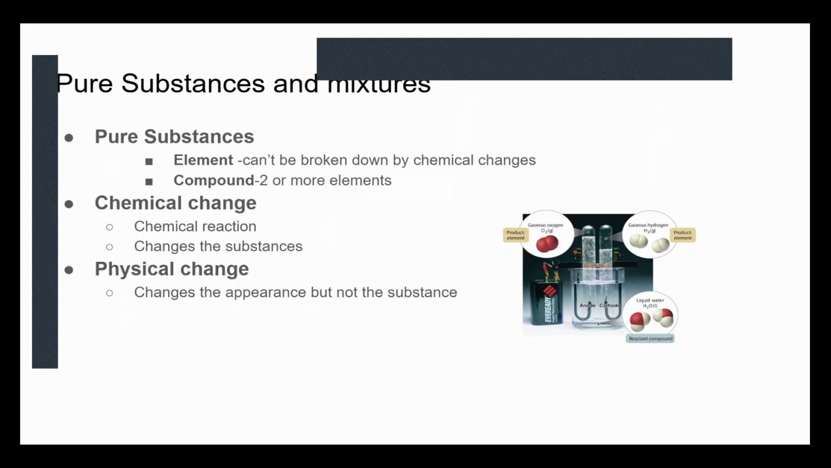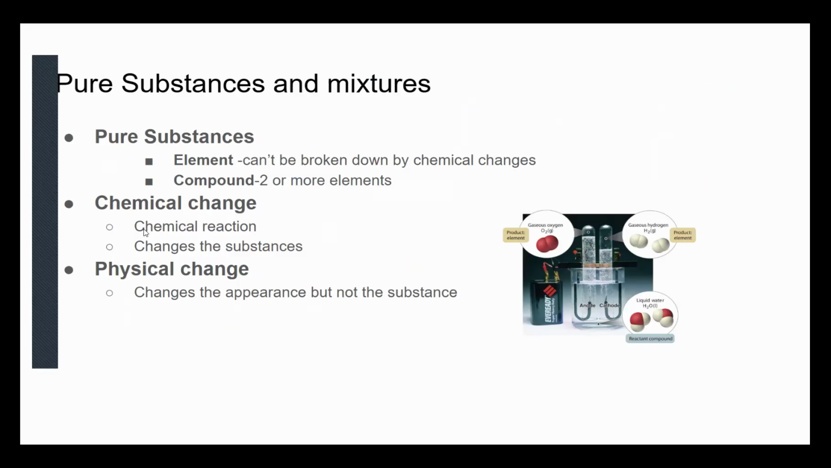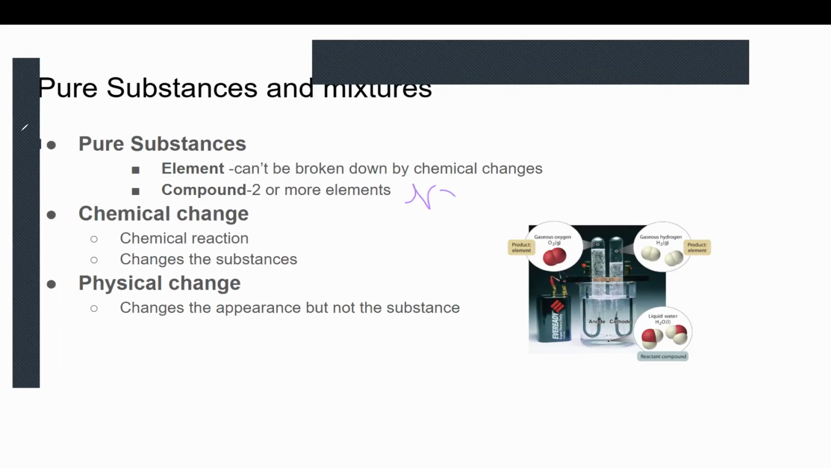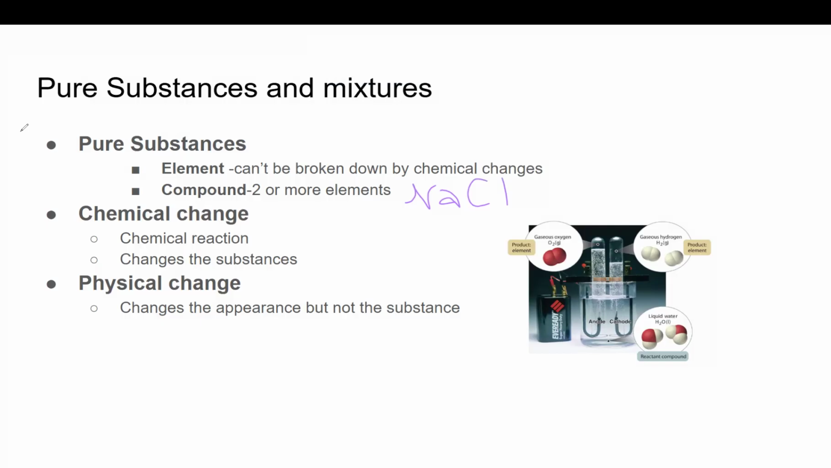Now, pure substances are either elements or compounds. Elements can't be broken down by chemical changes. These are what are found on your periodic table. They're the gold, silver, oxygen, nitrogen, etc. A compound is two or more elements. So this would be like your sodium chloride. That's a compound. Sodium by itself would be an element.